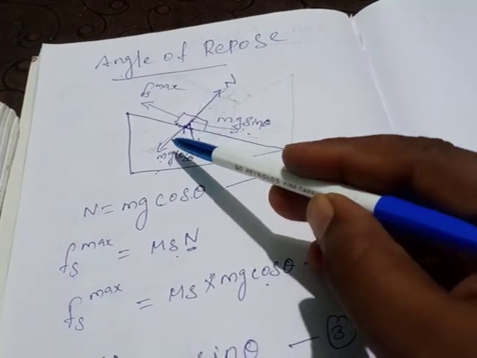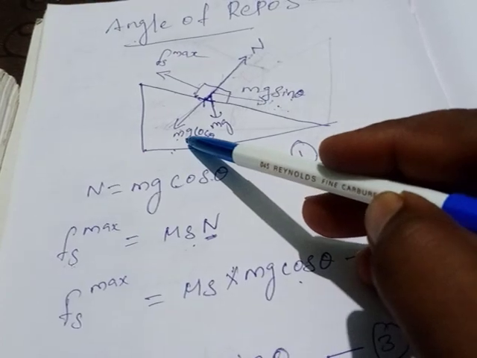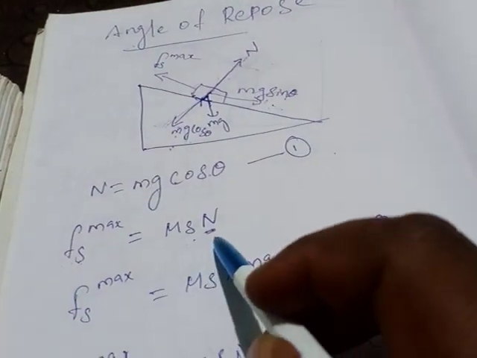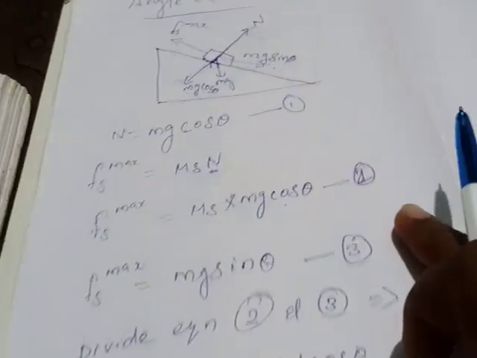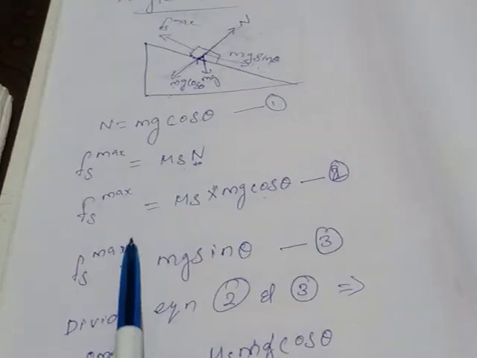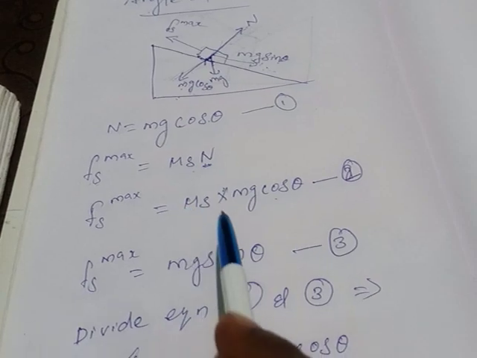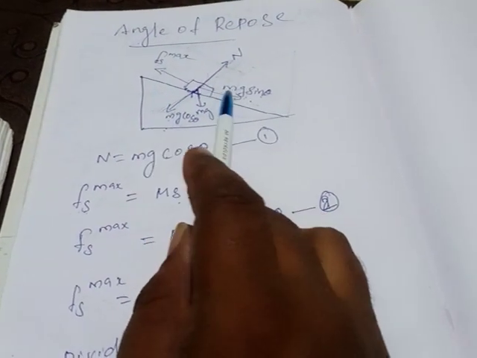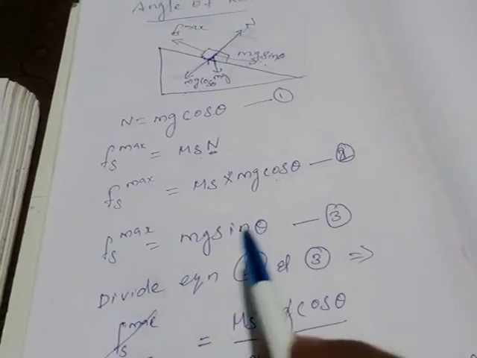Let us write the equations from this diagram. You see in this direction, N is equal to mg cos theta. So we can write the static friction formula: Fs maximum is equal to mu s N, and N means mg cos theta, you can put. So we will get Fx maximum is equal to mu s mg cos theta. The next equation we can take from this direction: Fx maximum is equal to mg sin theta. That is this equation.